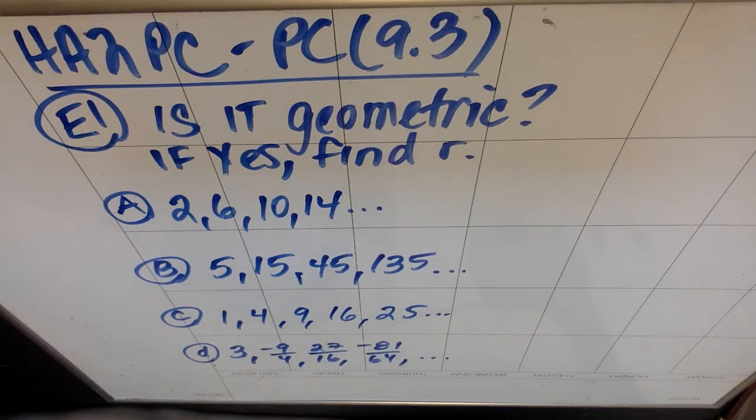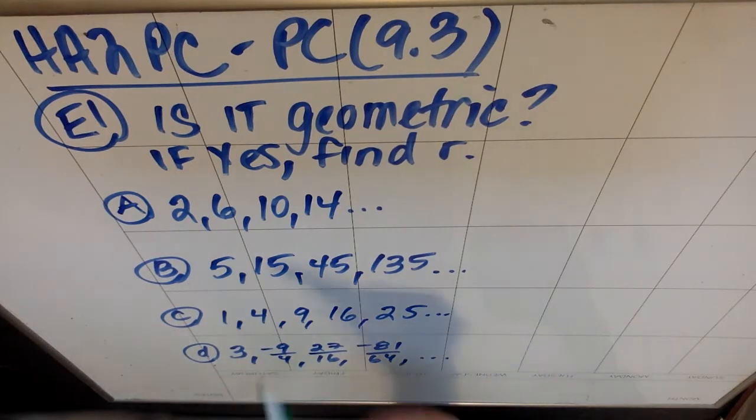All right, this is Honors Algebra 2 Pre-Calculus, section 9.3, which is geometric sequences and series, and we're doing example 1. In example 1, we're going to identify whether a sequence is geometric, and if the answer is yes, then we're going to find r. So let's look at example A.